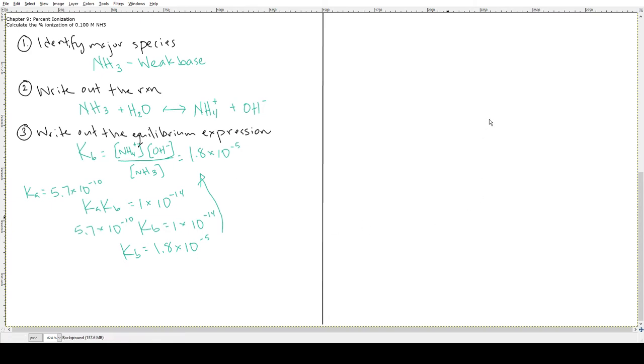Alright, so now that I have that, I need to actually use that equilibrium expression, which means I need some concentrations, which means I need to set up an ICE chart.